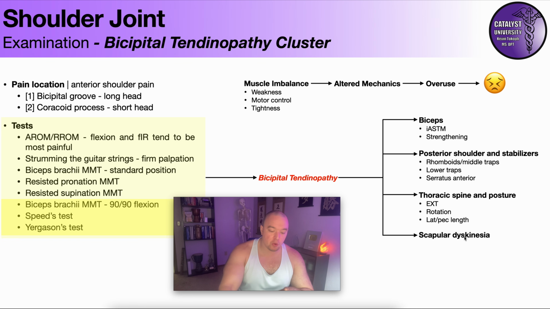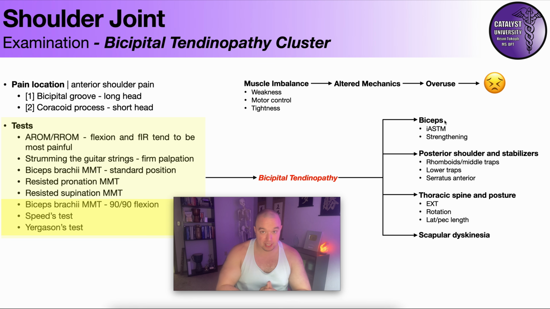And don't forget that you can have some overlap between impingement and bicipital tendinopathy. It may be that the bicep tendon is actually being impinged in the subacromial space. Don't forget that that long head tendon, as it goes up towards its origin, it actually goes through the subacromial space. So if there's scapular dyskinesia, you want to go after that.